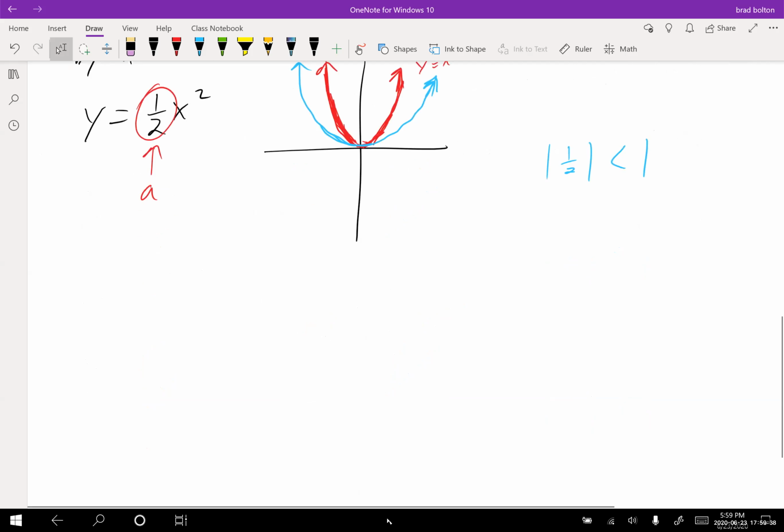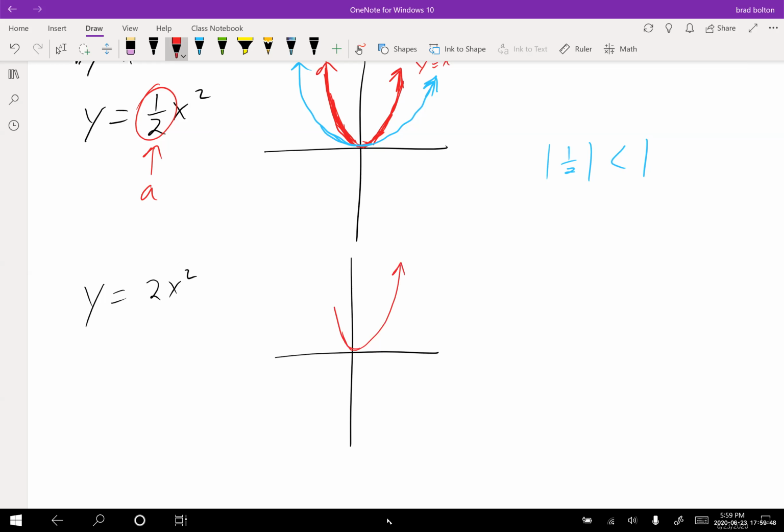Okay. So if I did the same problem, y equals 2x squared, and then I drew my graph, I would have my normal basic parabola, y equals x squared.